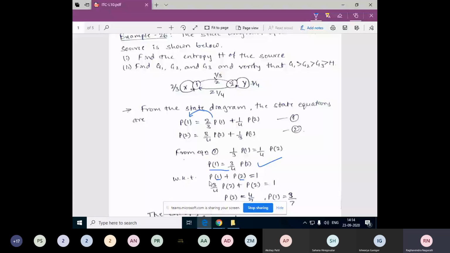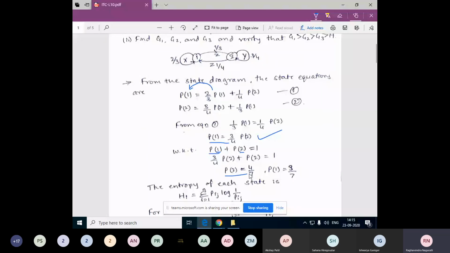So here, instead of P of 1, let's substitute in terms of P of 2. We have 3 by 4 P of 2 for P of 1. So substituting, you will get P of 2 is equal to 4 by 7. This value is substituted in this equation, and we get P of 1 is equal to 3 by 7.